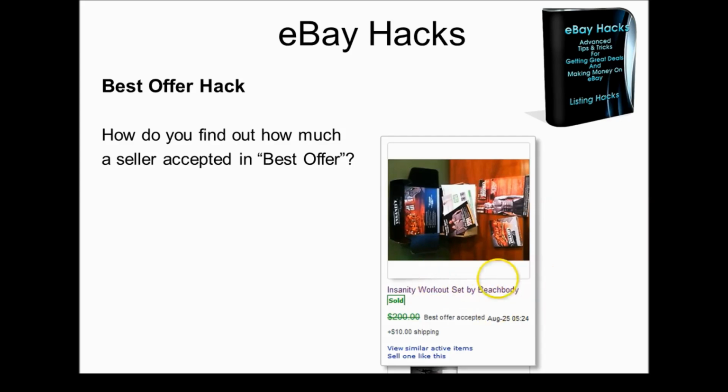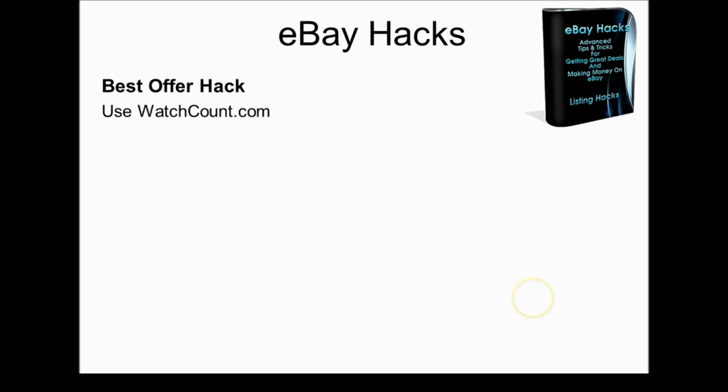What you can do here is grab the item number from this listing. Typically the item number, when you click on the listing, will be on the right side of the page below the top section, which has the photos and the seller's information. Just below that it'll have an item number. So grab the item number from there and then go over to watchcount.com, and watchcount is a useful website that shows items that are the most watched on eBay.